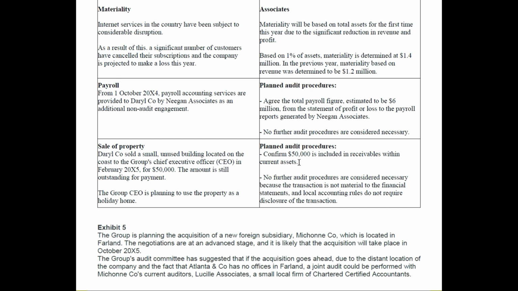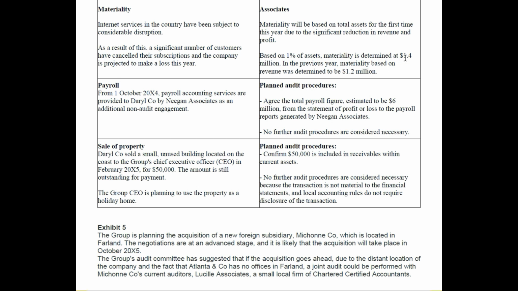Right? And what else? You can obtain a written representation from the company management related to this transaction, or from the CEO, right? Yes, from the CEO to confirm that this $50,000 is still outstanding, or that he still has to pay this, right? Now let's see what is the other point. No further audit procedures are considered necessary because the transaction is not material to the financial statements.